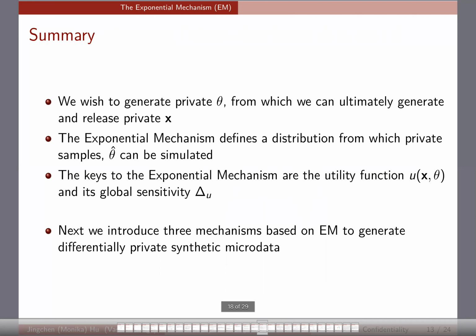And then use the fact that any functions of the differentially private parameters will be differentially private. So they're able to justify that the synthetic data generated from private parameters will also be differentially private.